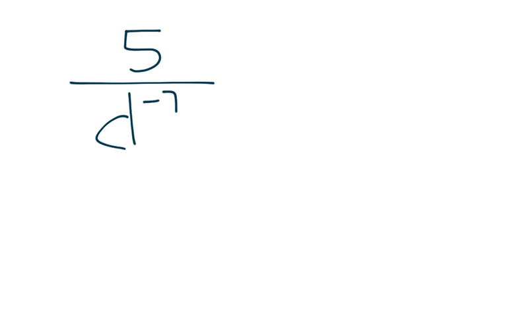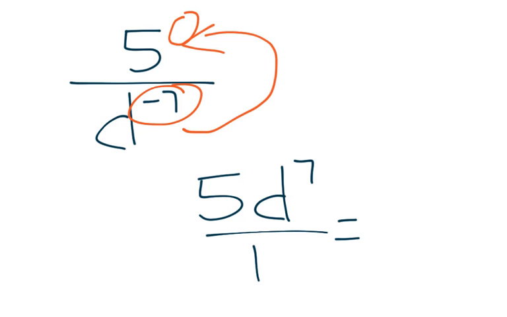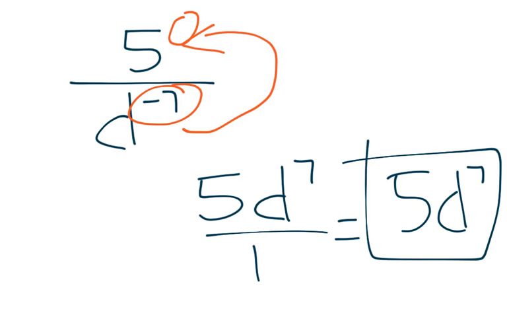For number 21, we have 5 over d to the negative 7. So this gets kind of tricky as well because, as you can see, this 5 over here does not have an exponent at all, but this d to the negative 7 does. So what this means is whatever's on the bottom, whatever has a negative exponent, we move to the top, but the 5 stays where it is. So we have 5d to the 7th over 1, and everything that's over 1 is just itself. So we have 5d to the 7th. And that is our answer for number 21.